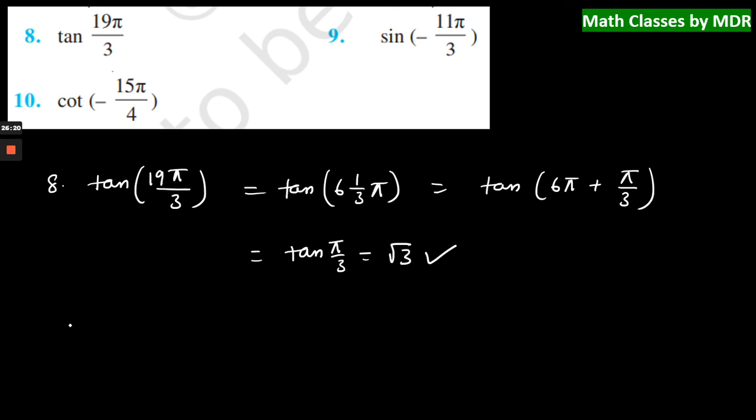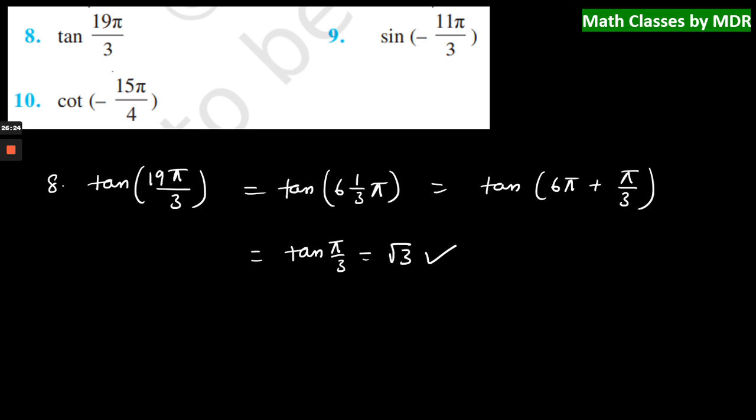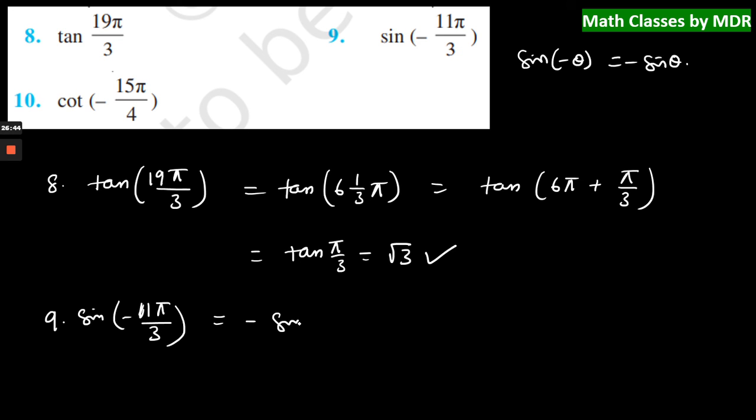Okay. Now let's see the ninth one. Ninth one is sine minus 11 pi by 3. First what we can do is, we know that sine minus theta is minus sine theta. Therefore, minus sine 11 pi by 3.